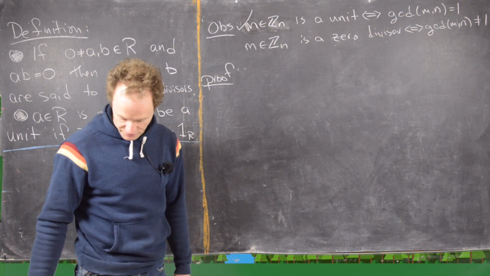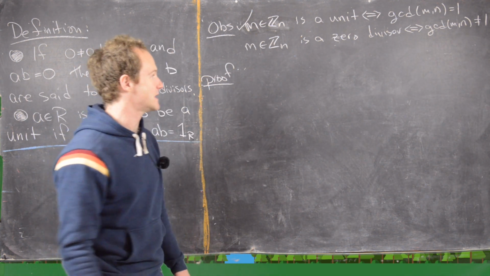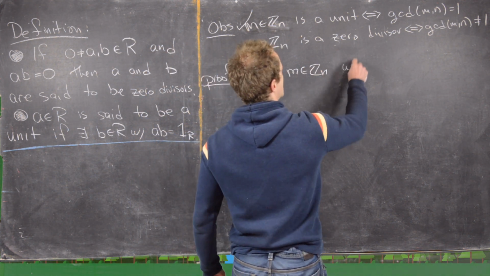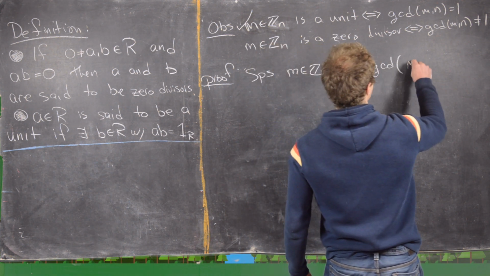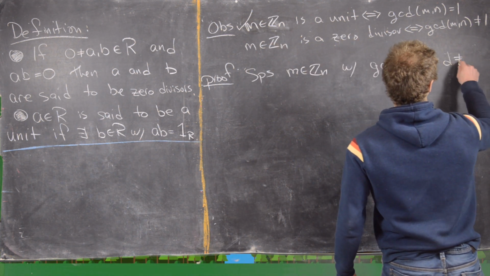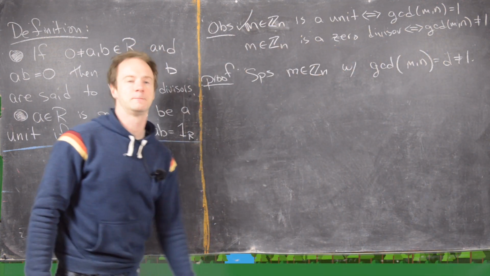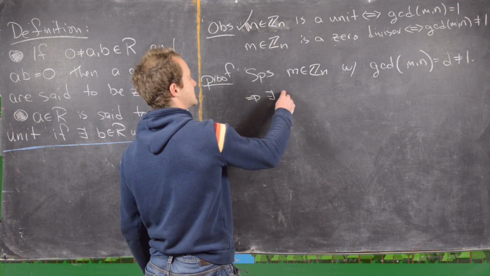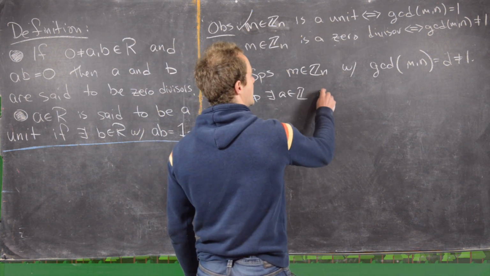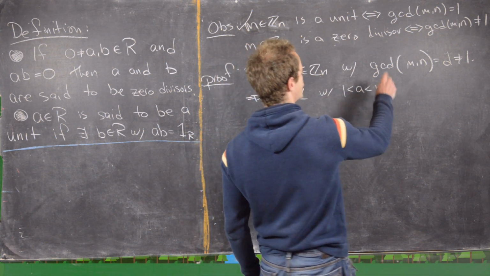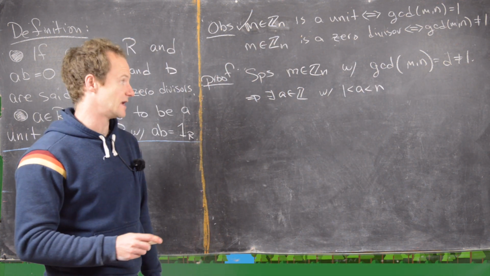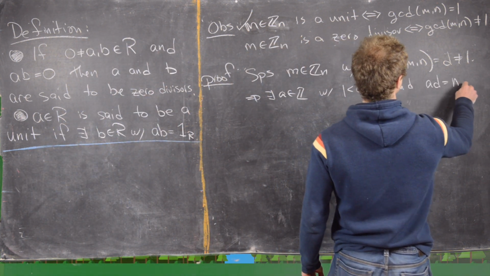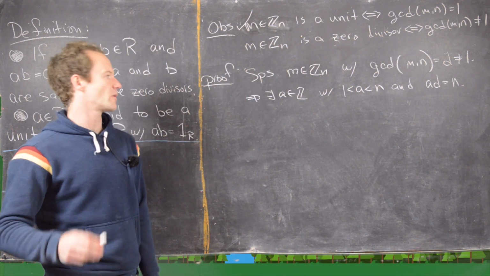So now we're going to look at the reverse direction of this second statement. In other words, we want to suppose that m is in Zn with the GCD of m and n equal to d, which is not equal to 1. So what that tells us is that there exists some a in Z with a strictly between 1 and n, and a times d equals n. So let's talk our way through that.